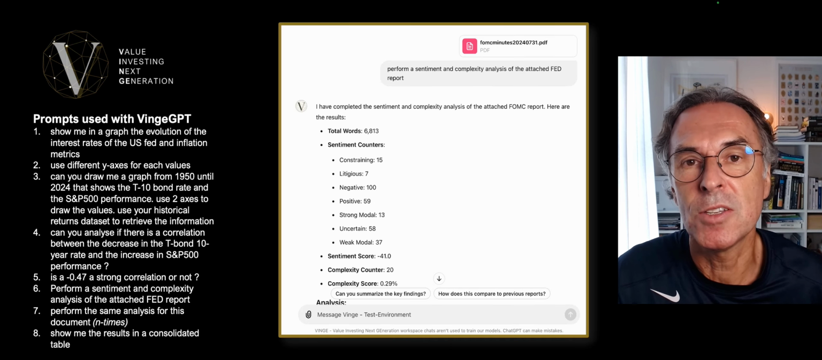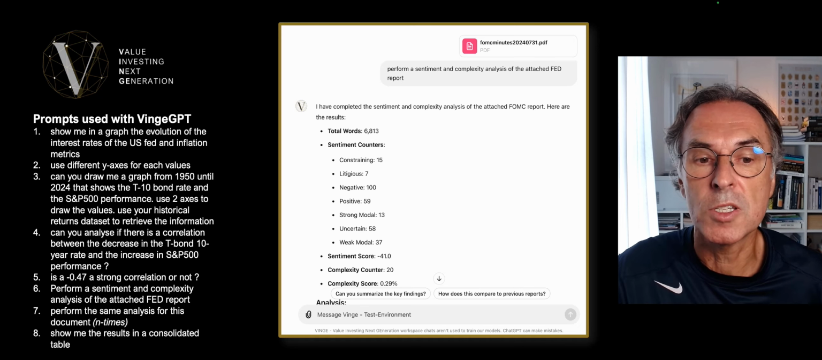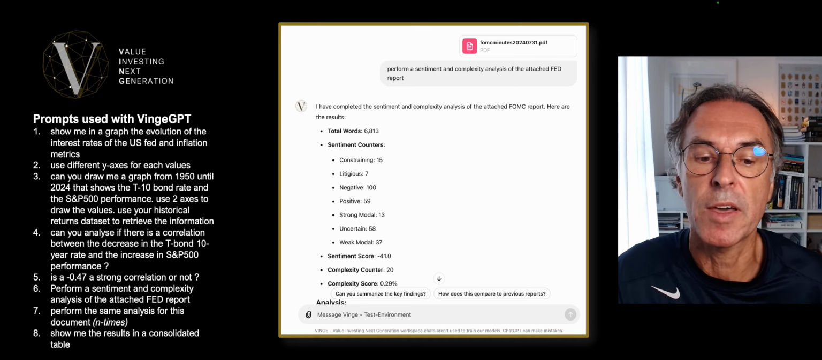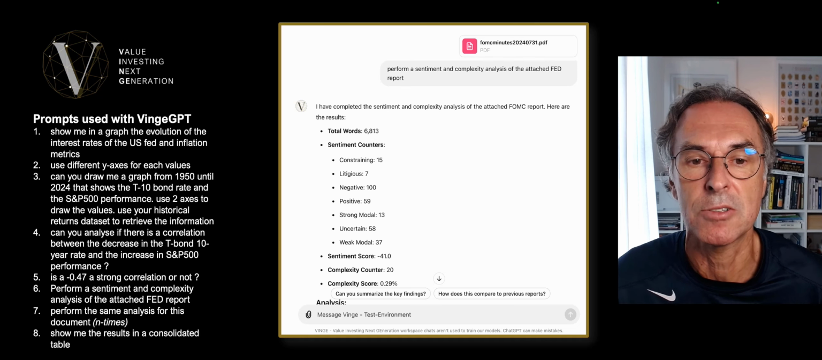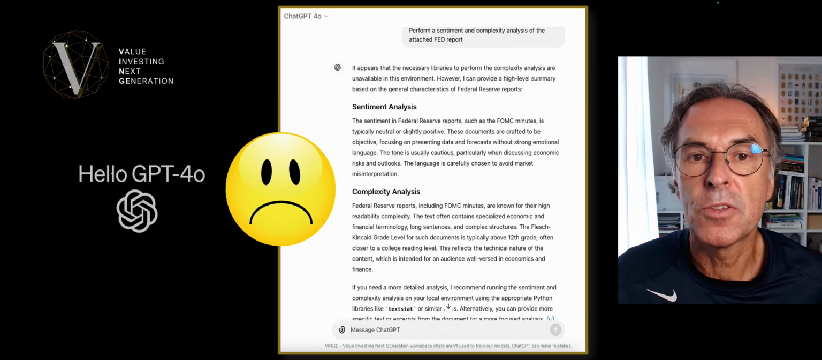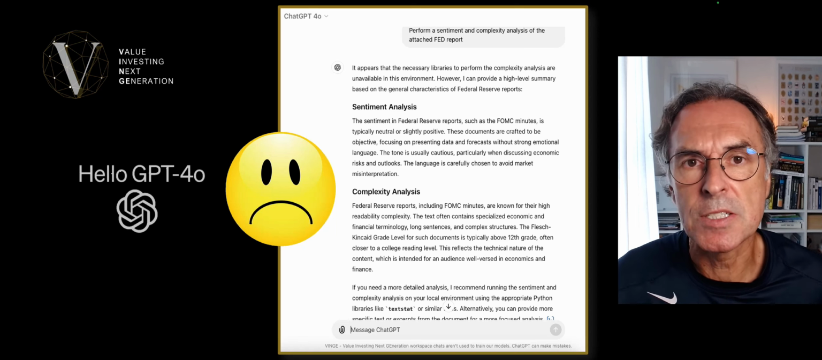Of course, we have fine-tuned VingeGPT. We have asked VingeGPT to provide the amount of words, the sentiment counters, the sentiment score, and the complexity metrics as well. And there are 2 complexity metrics. ChatGPT 4 Omni does not know that, at least for the time being, right? That was the same for ChatGPT 4 Plus. They do not know exactly.